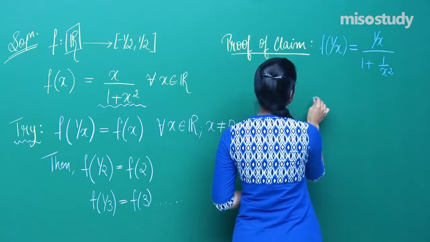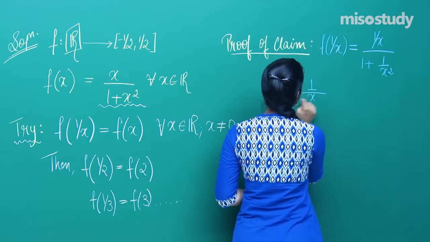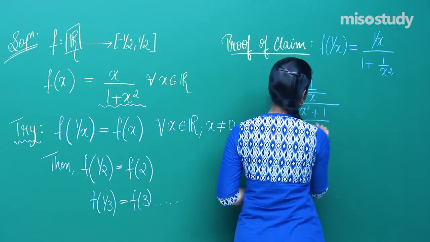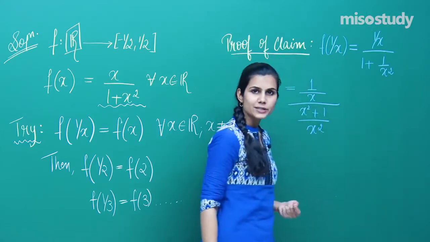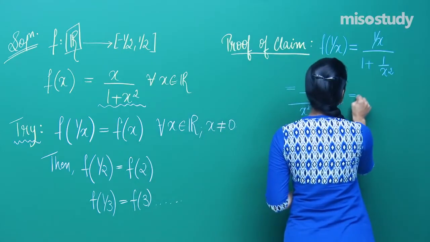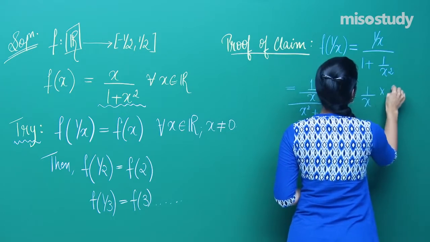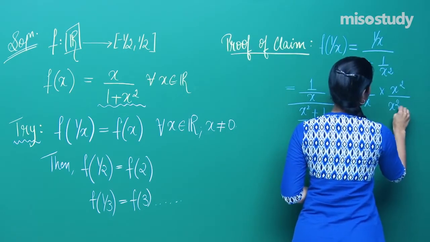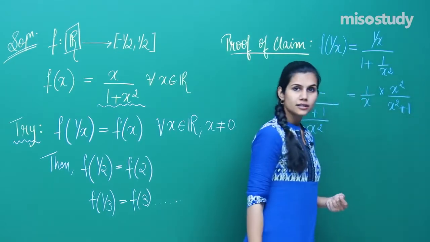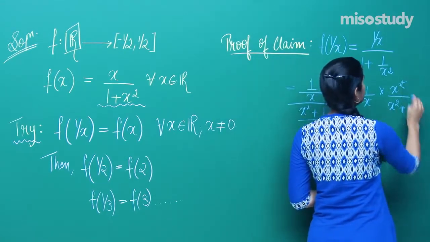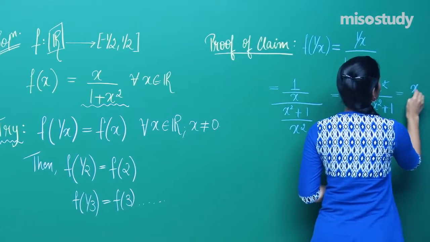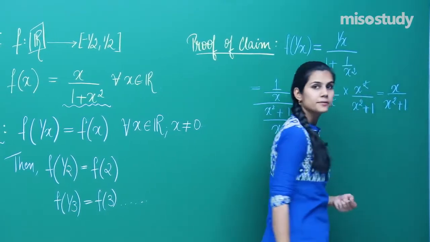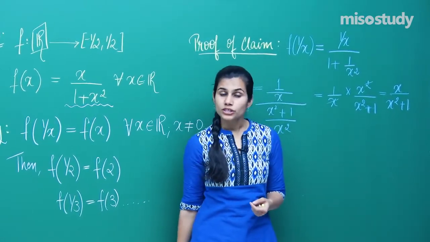And you obtain 1 by x whole upon x square plus 1 by x square, which eventually makes the expression equal to this. And this x gets cancelled. You are left with x upon x square plus 1. That is what is holding over here.